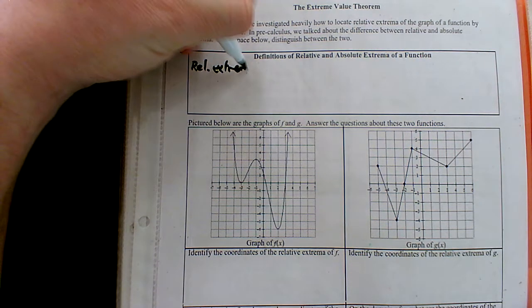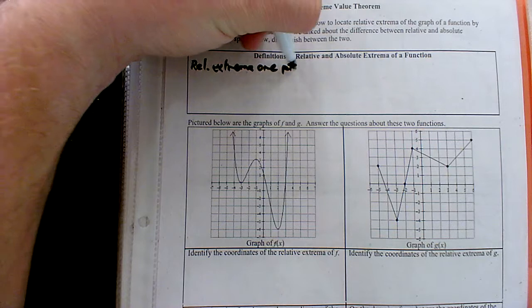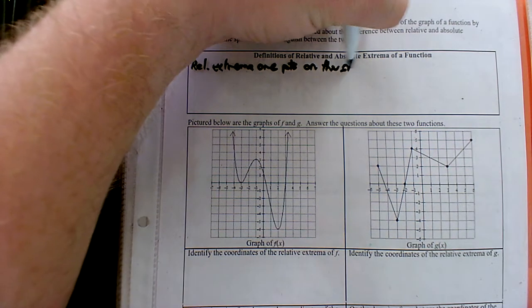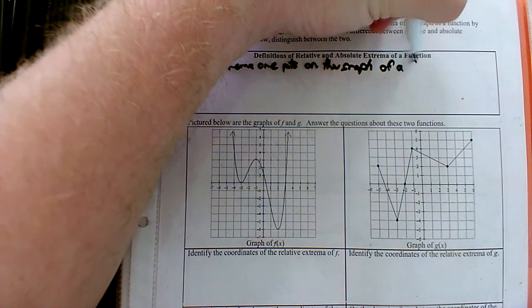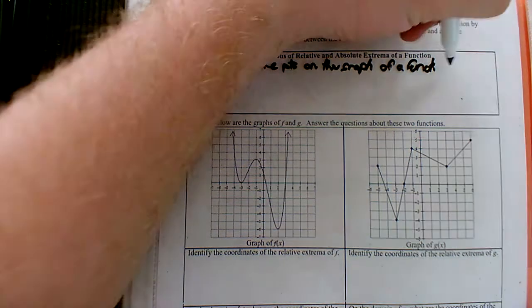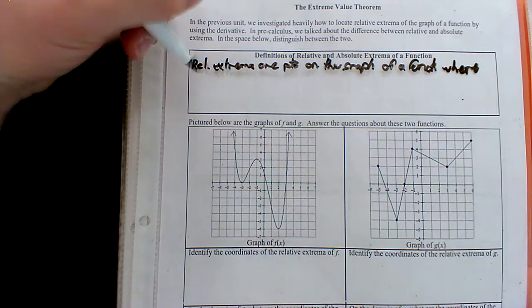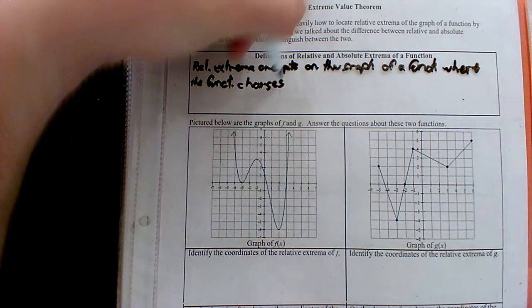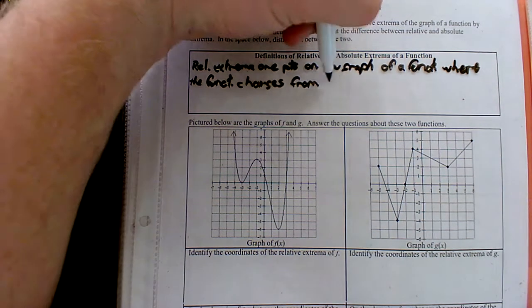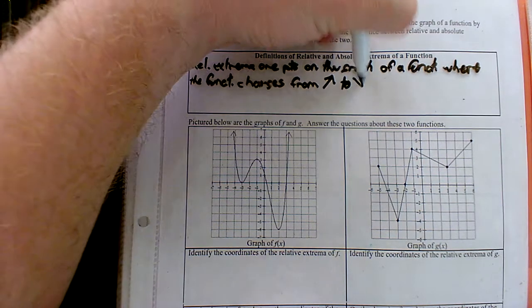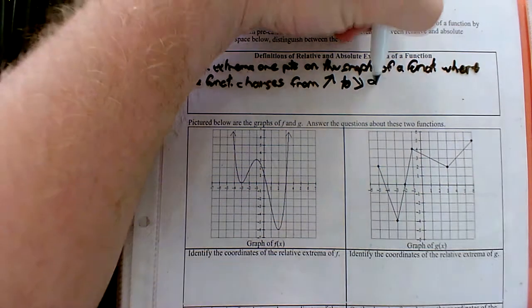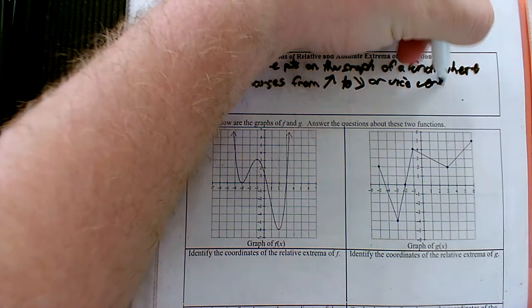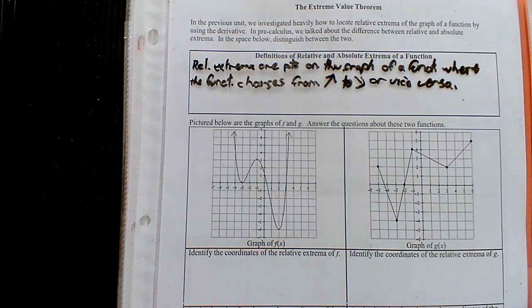extrema are points on the graph of a function where the function changes from increasing, I'm just going to put an arrow, to decreasing, or vice versa. So either increasing to decreasing or decreasing to increasing. That's where you're going to get relative extrema. So like we found relative maxes and mins in the previous chapter.